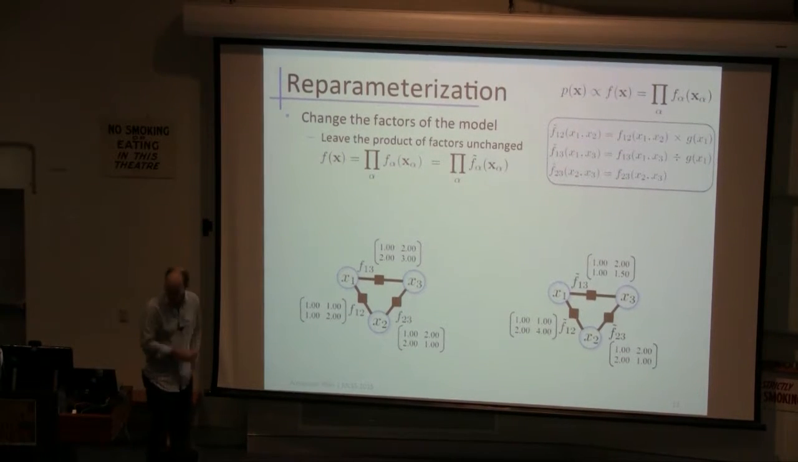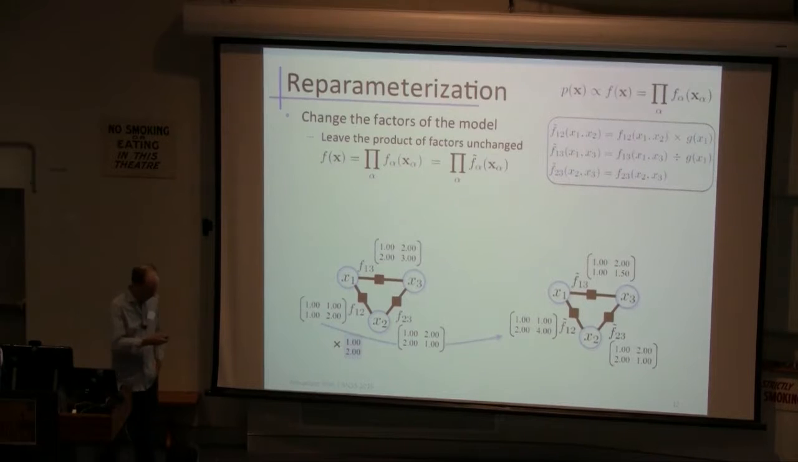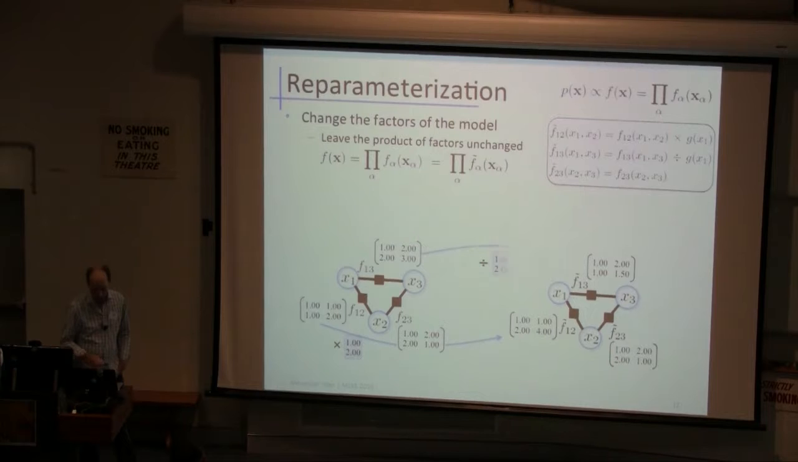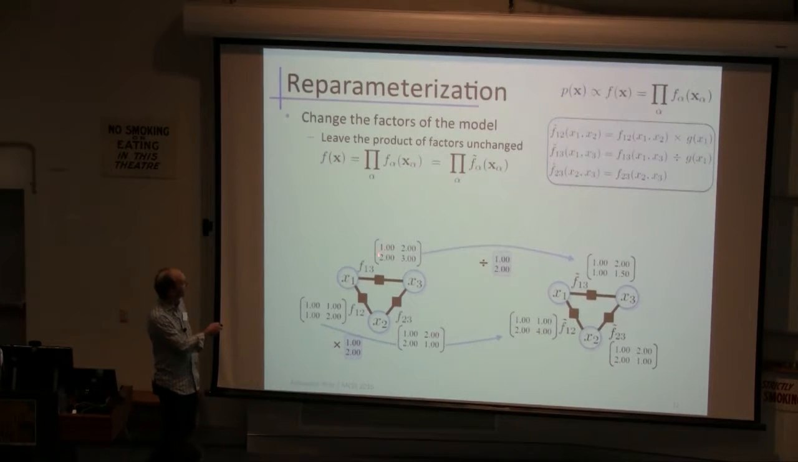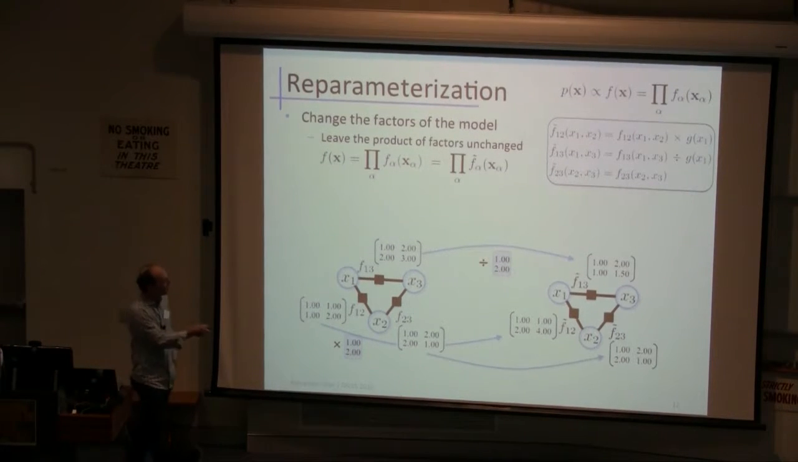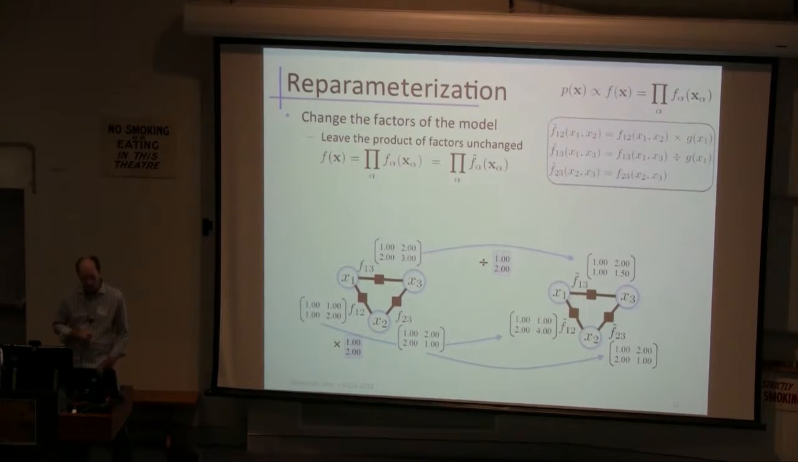So here, for example, I might take this table and multiply it by a factor over x1 to get a new factor. So the second row has been multiplied by 2. And then I'll just take another table and divide by the same factor, so that now the overall product of functions over here is exactly the same. Okay?